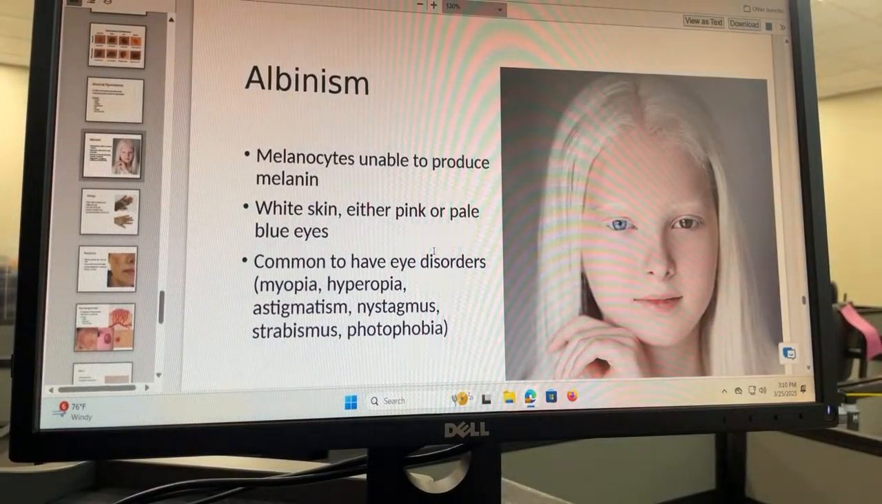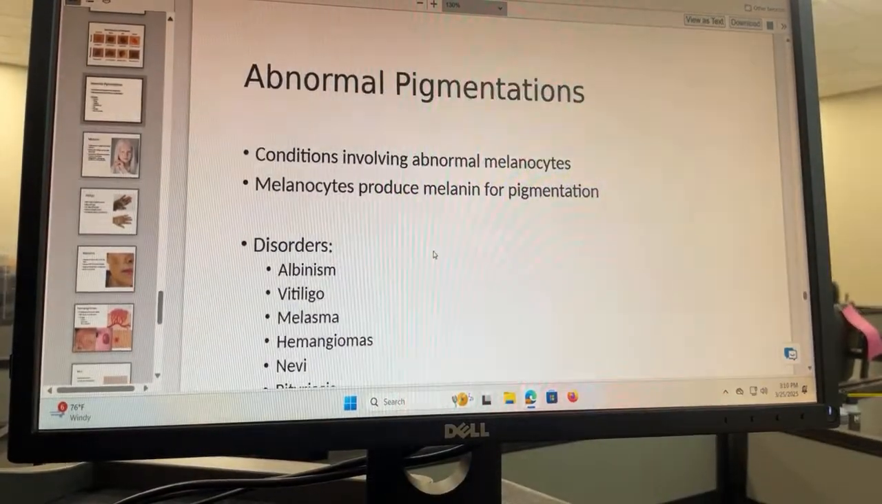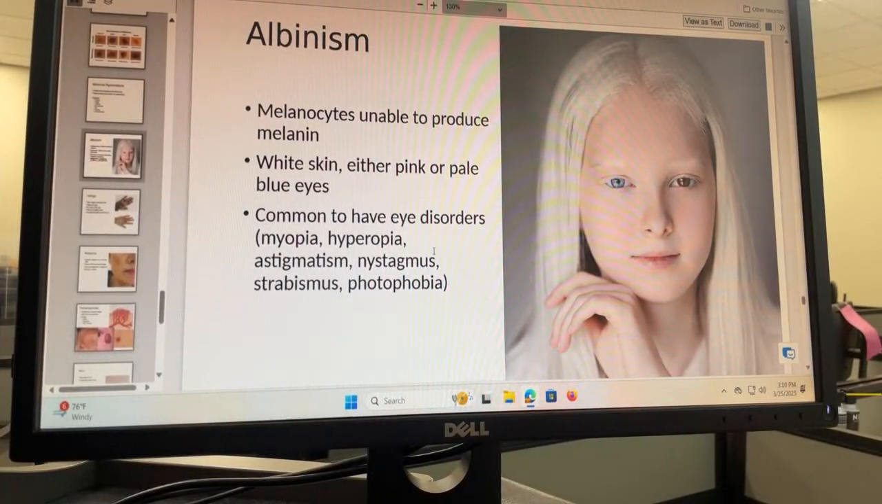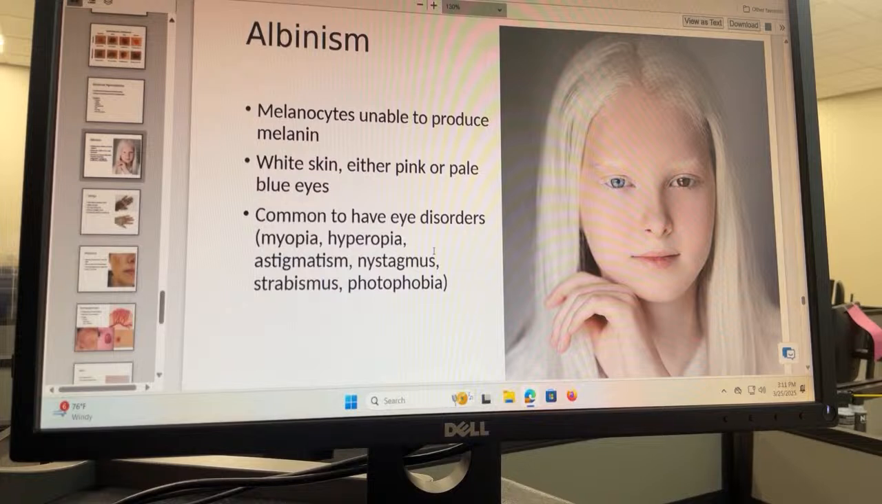So with albinism, this disease results in the melanocytes just being unable to produce melanin in general. They're just not able to produce it at all. Your hair and your skin color and your eye color all depend on melanin, the pigment. So people with albinism have white hair and either pink or very pale blue eyes.